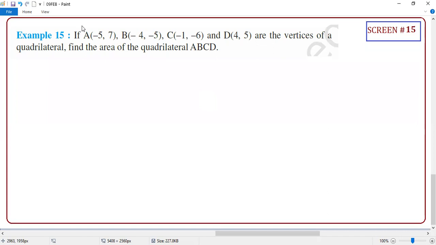Clear or not? For an n-sided polygon, how many triangles will be there? Hectic, correct or not? But we have a beautiful formula, correct or not? So now tell me, direct formulas for the area of a quadrilateral.